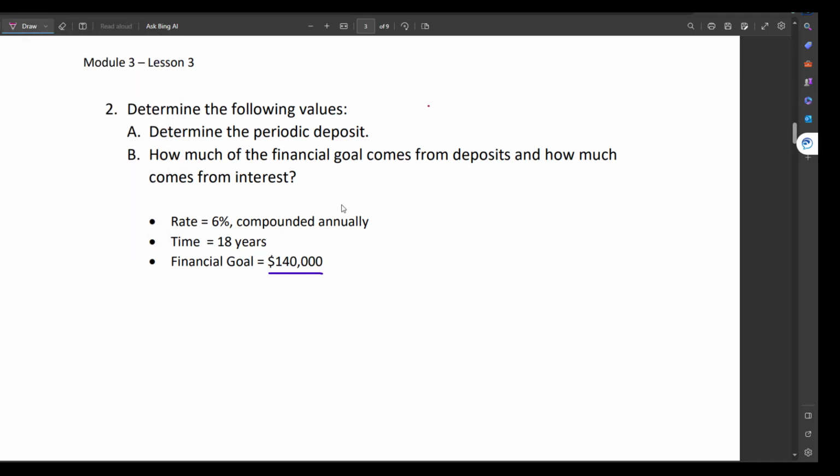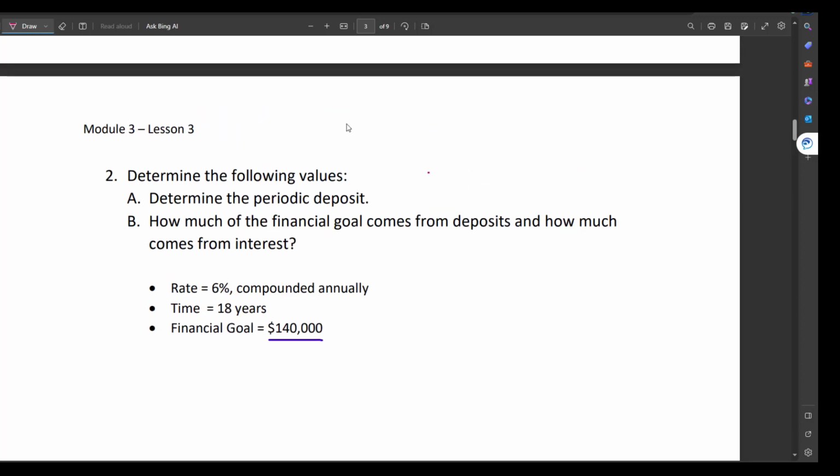So part A, we're going to determine our periodic deposit, and then part B, we want to find how much of our financial goal comes from the deposits and how much is interest. I'm going to write the formula for our periodic deposit up here. So P equals the future value times R over N, all divided by 1 plus R over N to the NT minus 1.